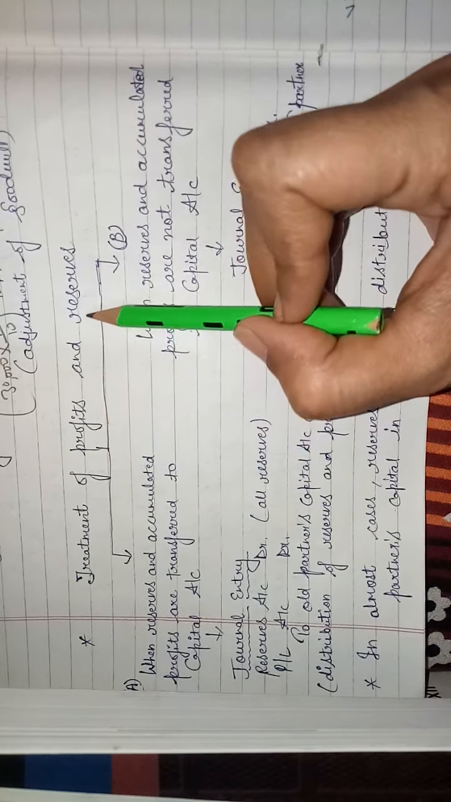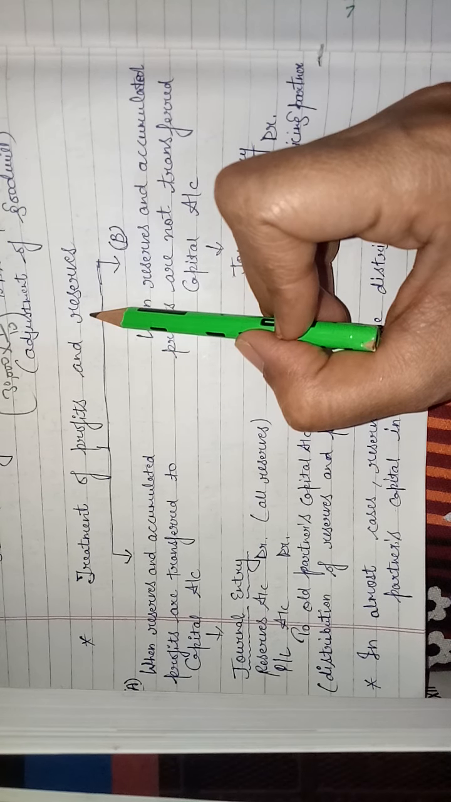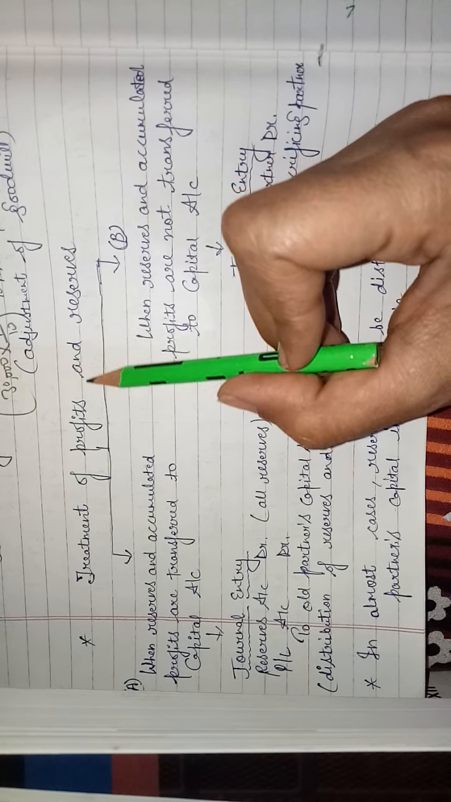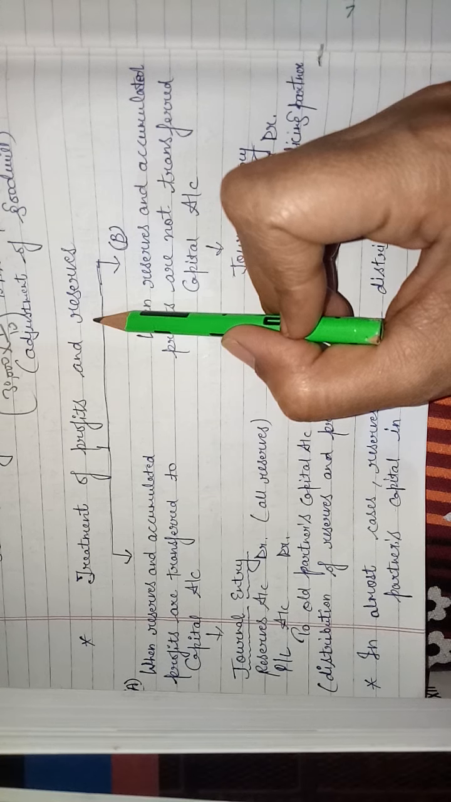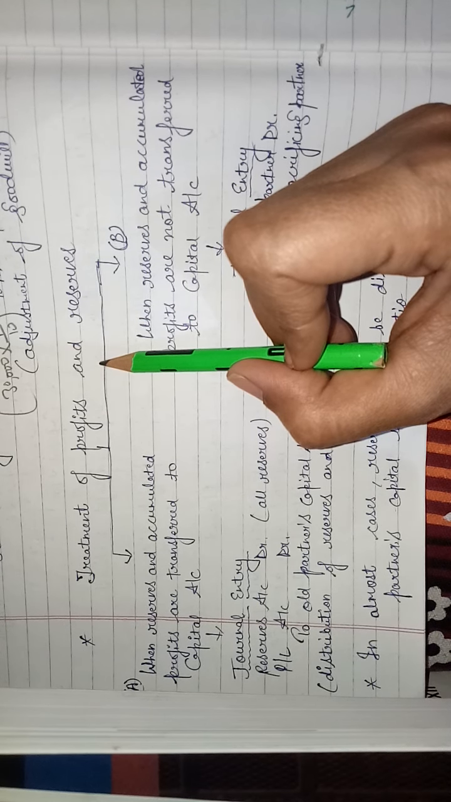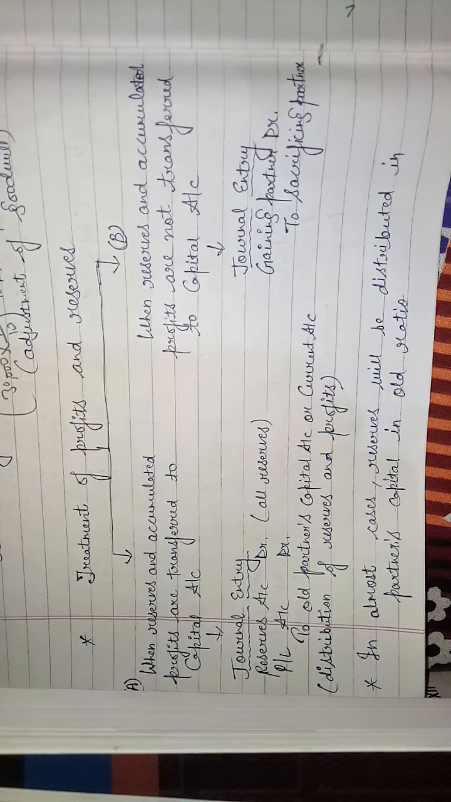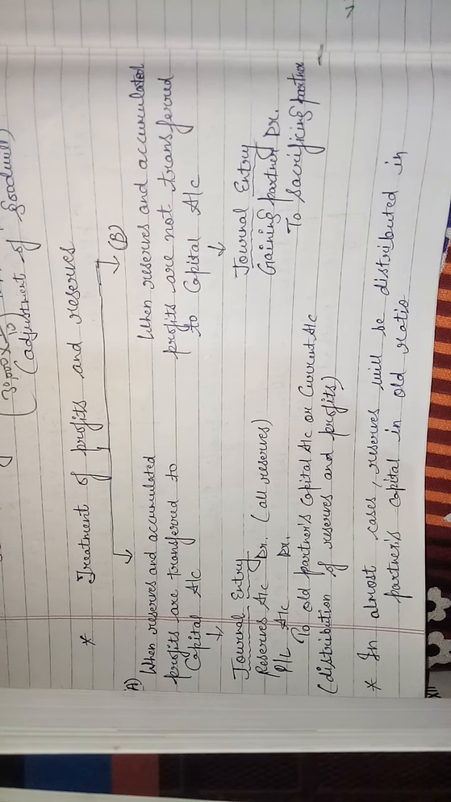Treatment of profits and reserves. Profits and reserves are always distributed among partners. They are income for partners, and where will they go? These will go in partners capital account on the credit side. Credit side of partners account means the things which partners are getting. So profits and reserves are distributed among partners and credited to partners capital account.